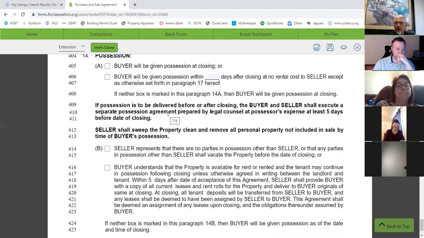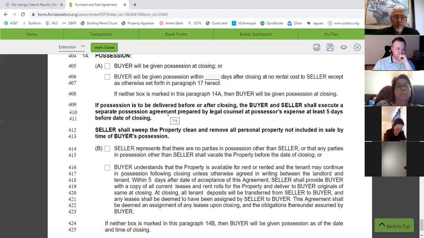Seller shall sweep the property clean and remove all personal property not included in the sale at the time of the buyer's possession. So that doesn't mean at closing. That means if the buyer's taking possession 10 days early, then the seller's going to have the property ready for him, swept clean, and all personal property removed. That means out of the garage, out of everywhere.